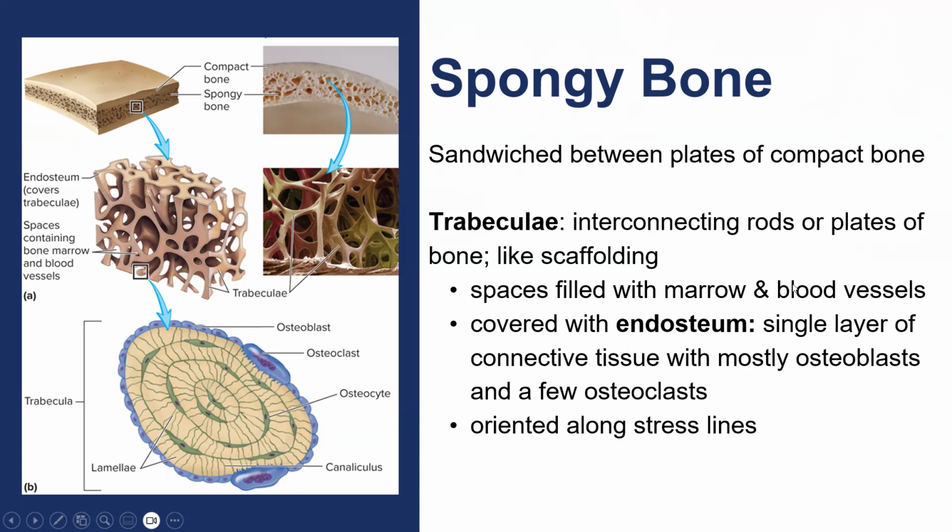So bone marrow and blood vessels is a lot of what's going to take up that space. It's covered with an endosteum. So endo always means into. The endosteum is a single layer of connective tissue. So one thin layer of tissue, and that's mostly going to have osteoblasts. We'll keep a few clasts around in case we need to remodel or break some stuff down. And we say it's oriented along a stress line. So it makes sense. The place that we're going to have the most stress in the bone, we're going to have a trabeculae so that we're not having air or space where we're going to have some stress.